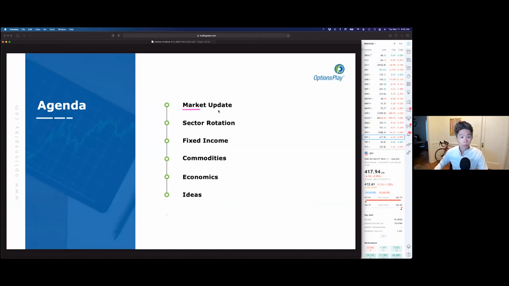So I'll start off with our broader market update, taking a look at the major indices. Like I said, there's some bifurcation here. We want to identify that bifurcation and understand how that's going to play out. We'll take a look at sector rotation, value versus growth, and specific sectors that are showing some weakness. And then we'll take a look at the full fixed income spectrum, what that may mean in terms of yields and rates, and how that affects equity valuations and commodities. Then we'll take a look at some of the updates from the labor markets before we share with you some of our ideas based on everything that we're discussing here today.